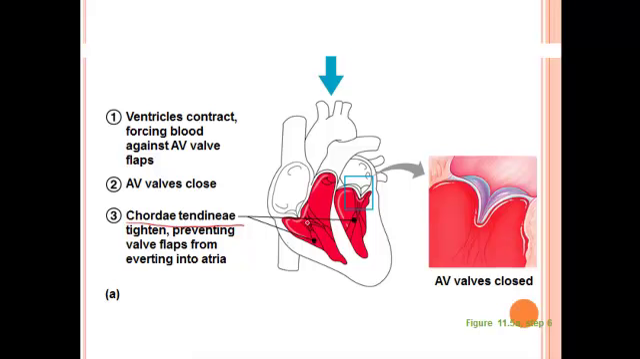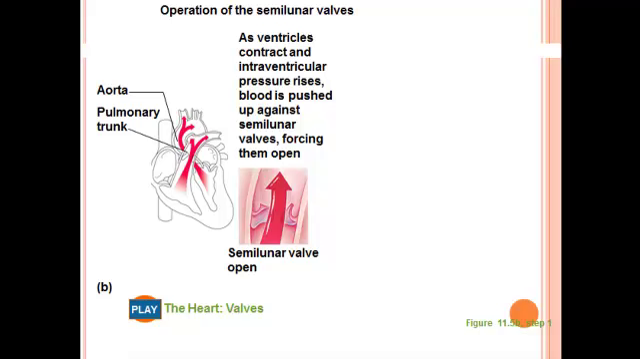So if you were to break these cords here, these would flap open backwards, and the blood would be able to flow back in. So that's what those do. They hold it there. Alright, so now as the ventricles continue to contract, finally there's going to be enough pressure to force the semilunar valves open, and the blood's going to flow out into, in this case, the pulmonary arteries.